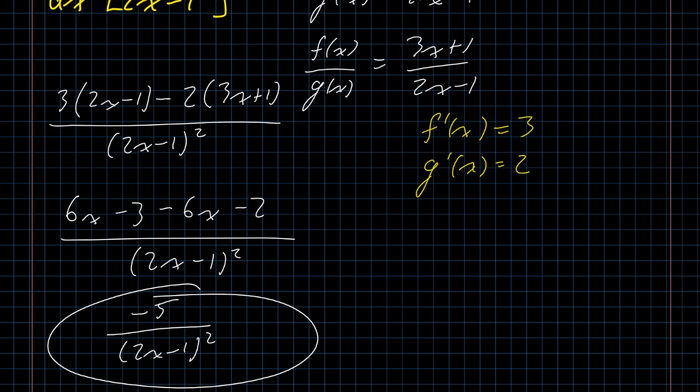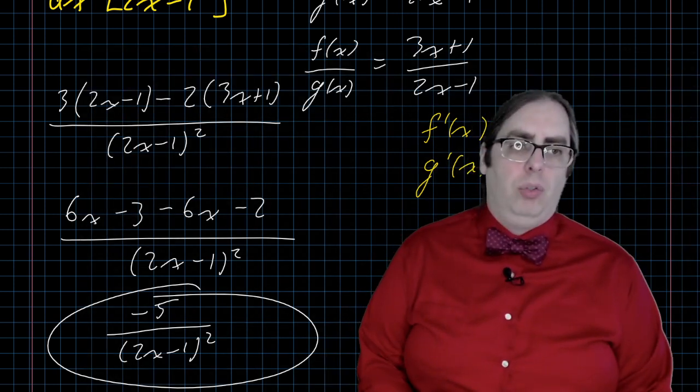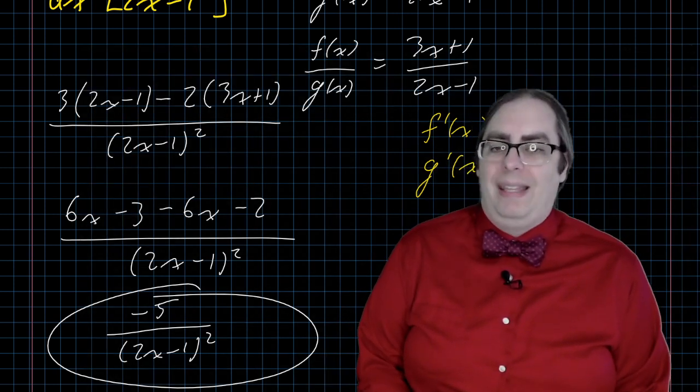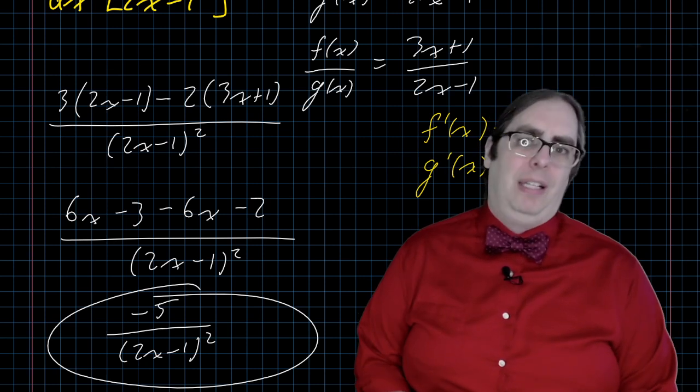Yeah, we could multiply out that denominator. We could call it 4x squared minus 4x plus 1 if we really wanted to, but it doesn't gain us anything. It doesn't allow us a better opportunity to reduce the fraction or anything like that, so I'm just as happy to leave it at this.